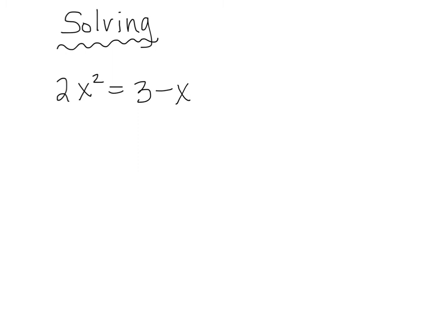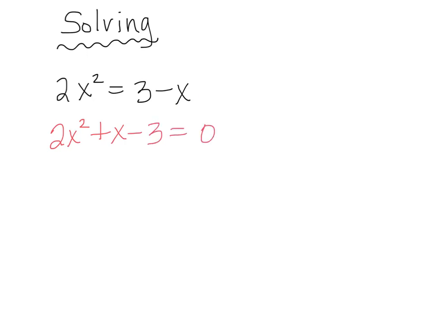So for example, if I was looking at this problem right here, the first thing I would want to do would be to set it equal to 0. So I would actually want to add this x over here and subtract this 3 over the equal sign. You got to get it set equal to 0 first. So the 2x squared would come first, and then I would add that x over, and I would minus that 3 over and get it set equal to 0.